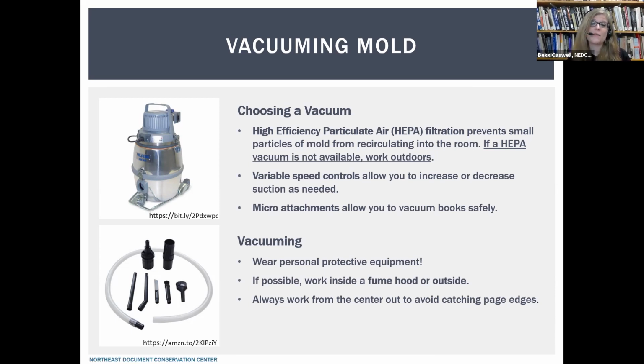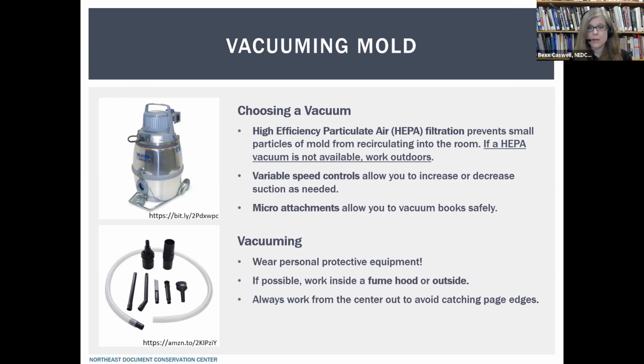So when you are vacuuming, again, you need to take your safety precautions and be wearing all the necessary personal protective equipment, whether you're working inside or outside. If you're inside and you can work inside a fume hood, that's great. I realize that that's not available to the vast majority of people, and that's okay. If you really truly have to work inside, then you could work by an open window with a fan that's blowing things outside, but please don't work in an enclosed space with mold. And working outside is also an option, but I realize that that's weather permitting.